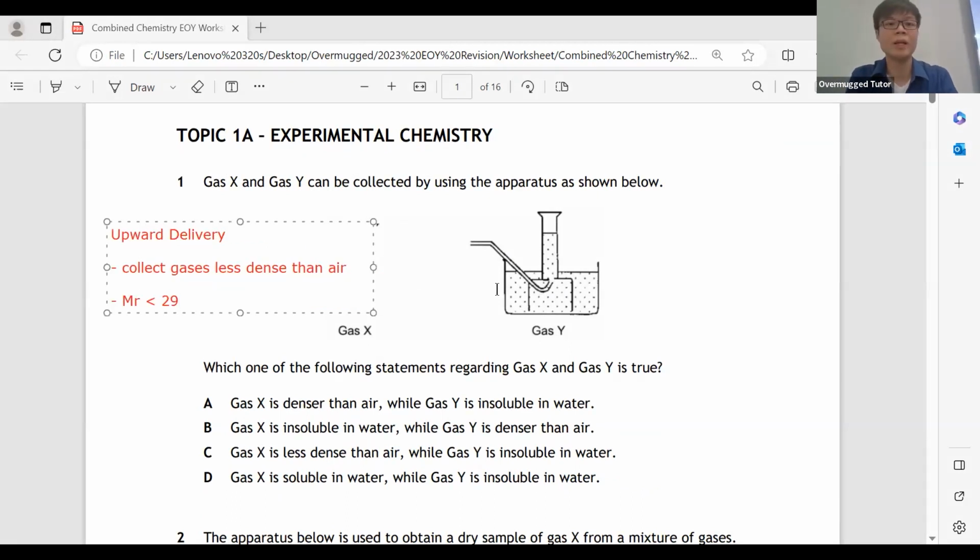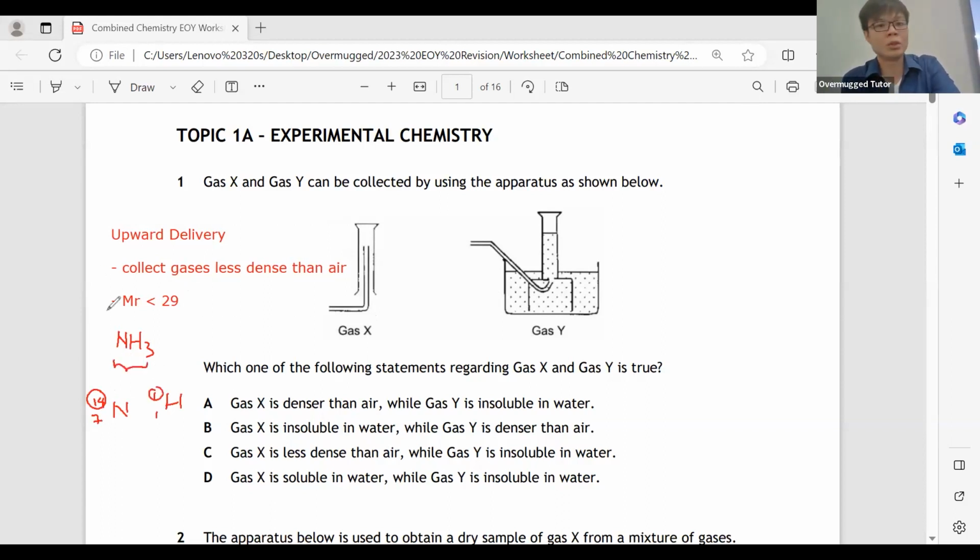Now some students will ask, what is MR? MR refers to relative molecular mass. If you cover more, you will know what that is. If not, for now, most of you have learned mass number, right? So for example, NH3, ammonia gas, consists of 1 nitrogen atom and 3 hydrogen atoms. So how do you calculate the MR of this? If you refer to the periodic table, N will be 14, H will be 1. We take the mass number and calculate the total mass. So the total mass of ammonia gas will be 14 plus 3, giving you 17. That's how you calculate MR.